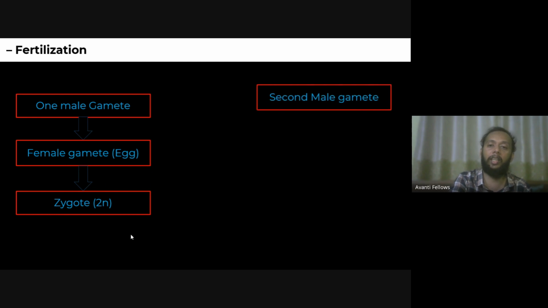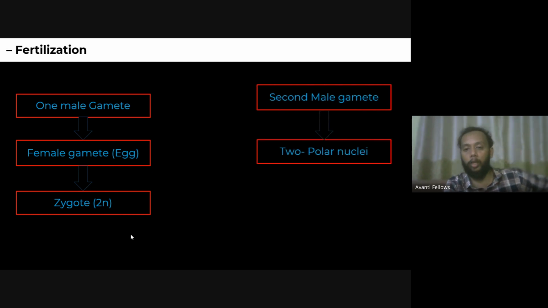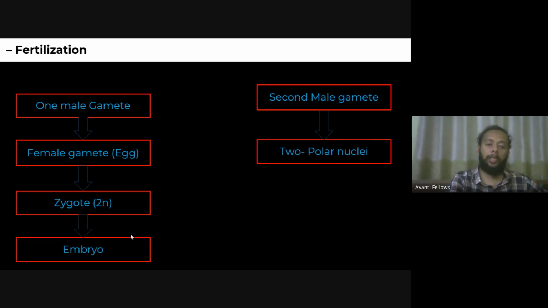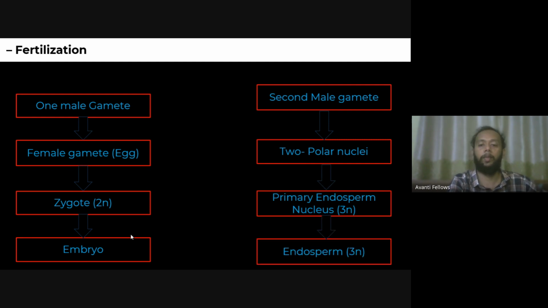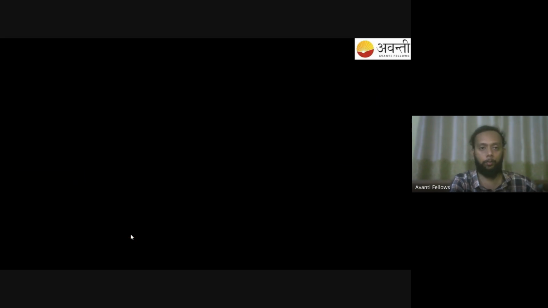On the other hand, another male gamete, the second male gamete, is going to fuse with the polar nuclei and will give me the endosperm. It will give me the primary endosperm nucleus, right? 3n. So that is nothing but my endosperm. So that should be clear to all of you. Okay, now let's see over here.